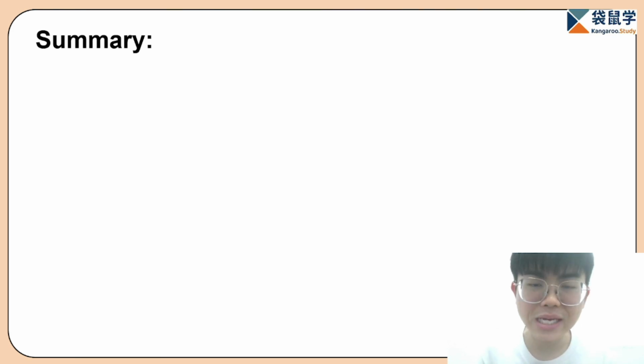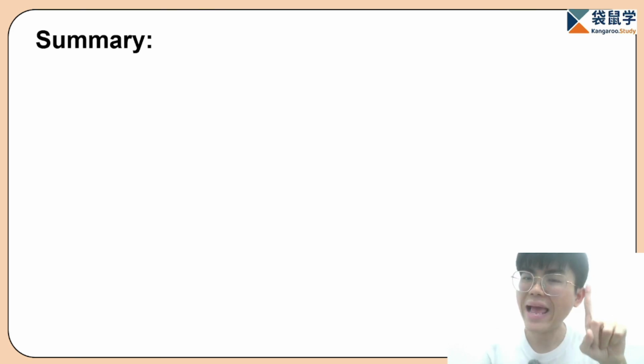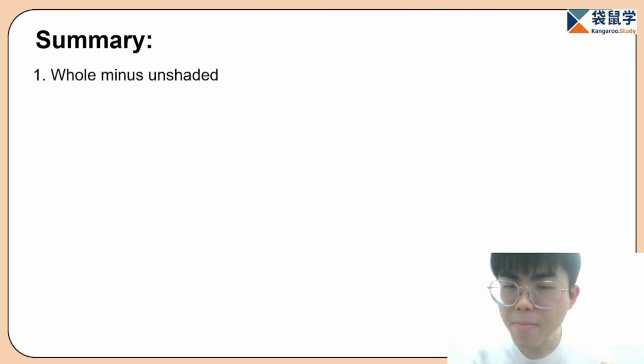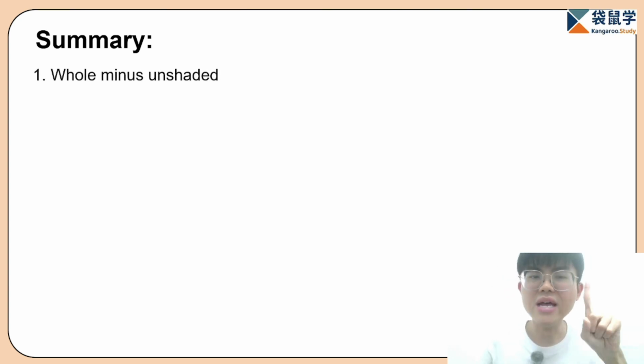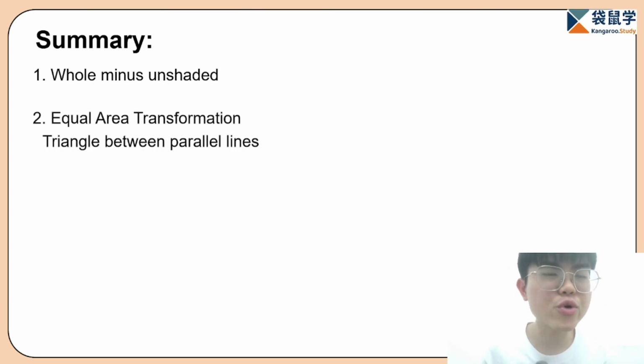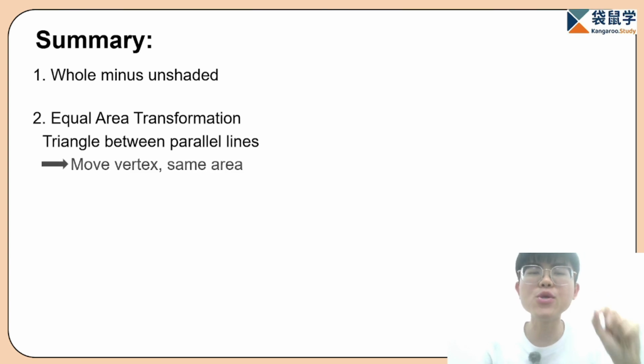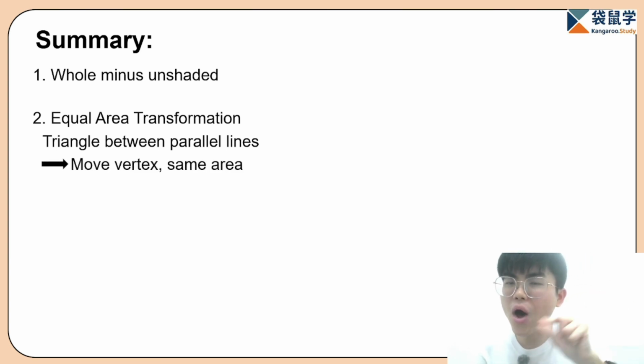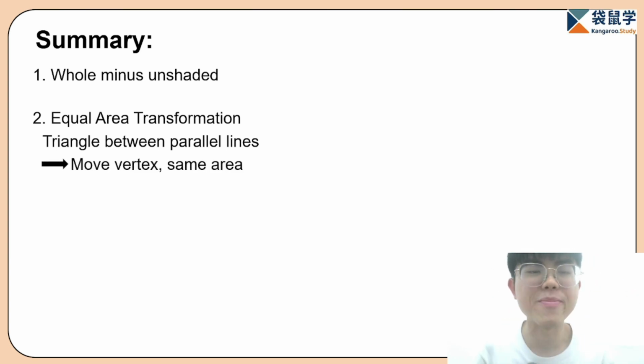So now, let's summarize what we learned in this question. To find the area of the shaded region, the first method that we use is to find the whole area and then we minus out the unshaded area. Then we also use the equal area transformation method to solve this question. So for a triangle between parallel lines, we can move the vertex of the triangle along the line and the area will remain the same.